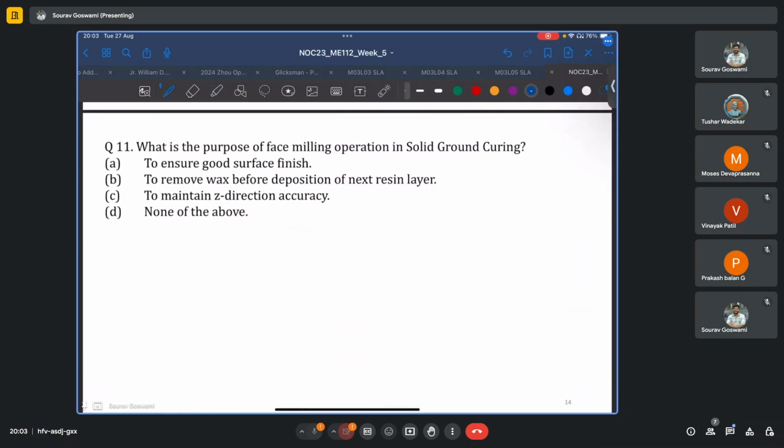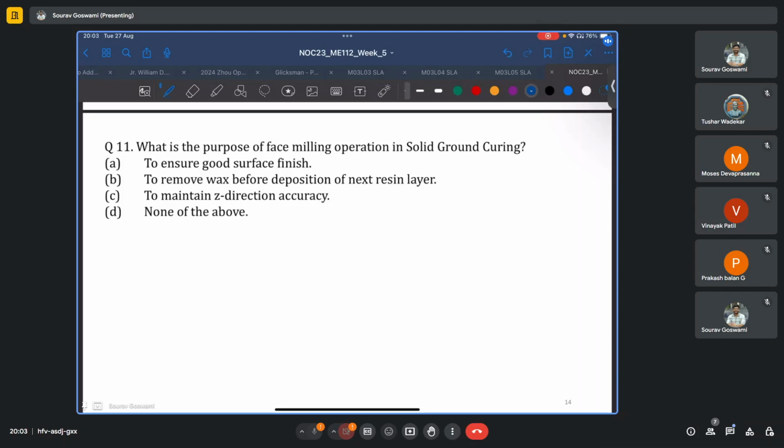Question 11. What is the purpose of face milling operation in solid ground curing? So if we remember, in solid ground curing, we would take away all the uncured resin and fill it with liquid wax. Then we would use a cold plate to freeze that wax, and then a face milling operation was performed. But what was the purpose of that operation?